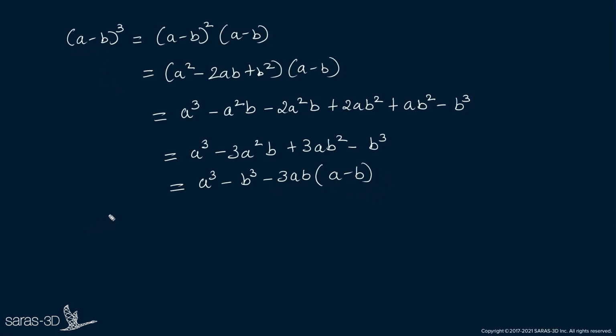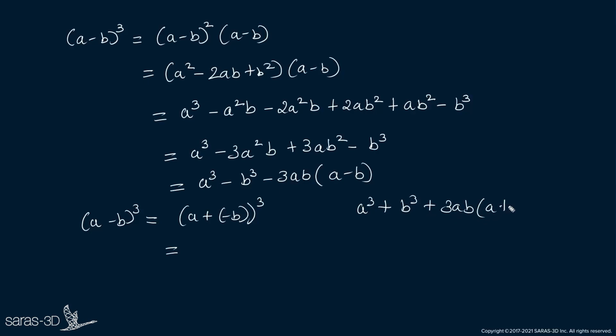Now the other way by which we can derive this formula is we can write A minus B the whole cube as A plus minus B the whole cube, right? And we know the formula for A plus B the whole cube. That is nothing else but, we can write it down here, A cube plus B cube plus 3AB times A plus B. So wherever it is B, let us replace it by minus B. So A cube will remain as it is. Now this will become minus B whole cube plus 3A times minus B.